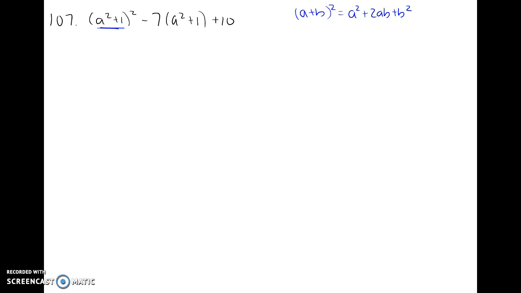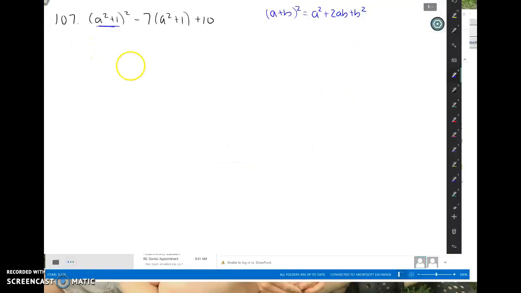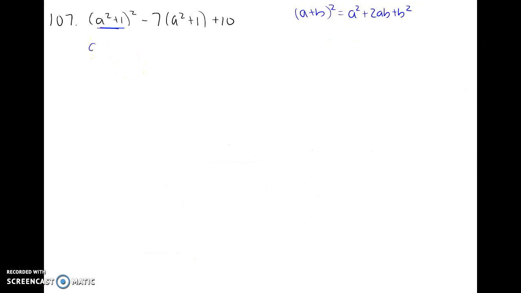So to square it, you'll square the first term. You get a to the fourth. Then 2 times A times B, so plus 2 times a squared times 1, so you don't need to write that. And then square the second term, so plus 1. Okay, I've squared that out. Now I'm going to distribute the 7 to both of those, so minus 7a squared minus 7, and then plus 10. Okay, combine like terms.